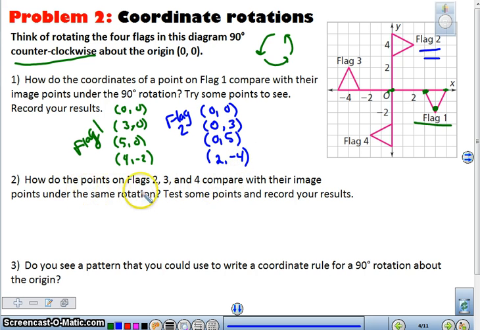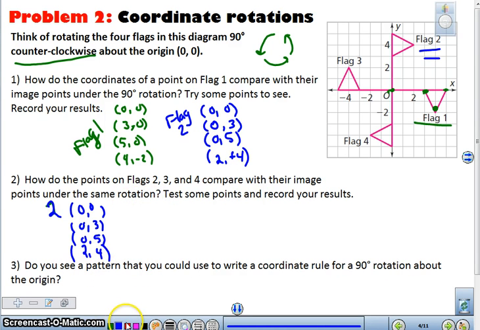It says, how do flags 2, 3, and 4 compare to their image point? So now again, what we want to do is list, here was flag 1 to flag 2. So now we're going to list again, we're going to put flag 2, so we'll keep that one in blue. So we'll put flag 2, those 4 points going down. 0, 0, 0, 3, 0, 5, and 2, and it should not be -4. It should be 2, 4.